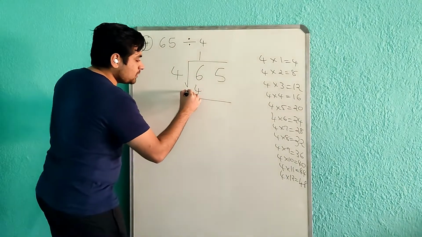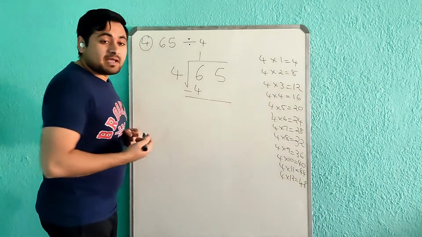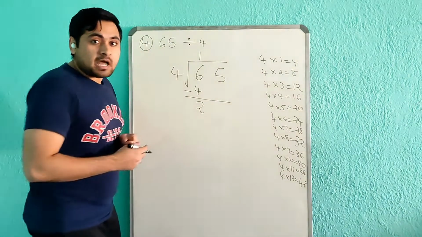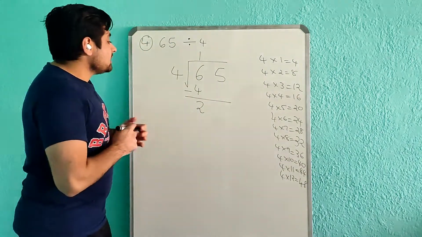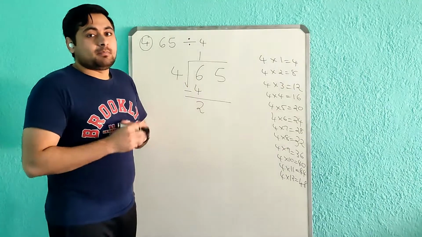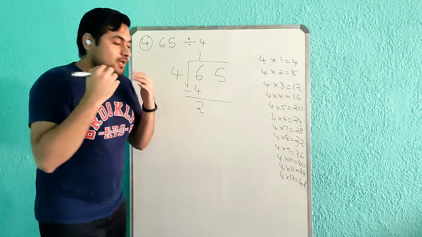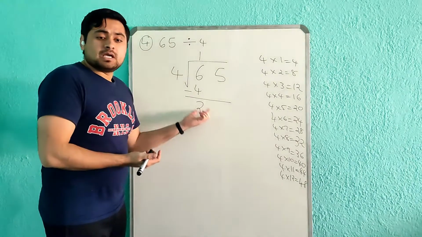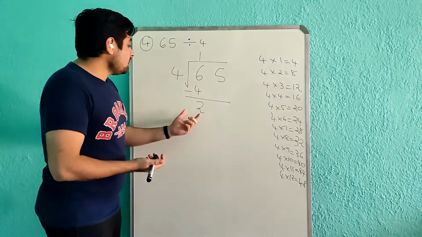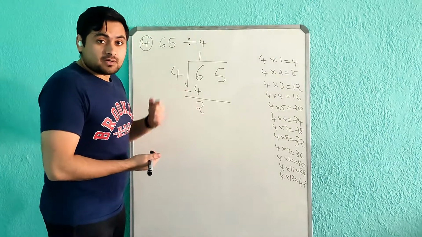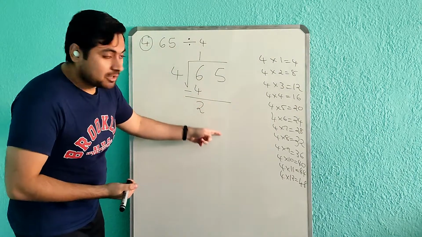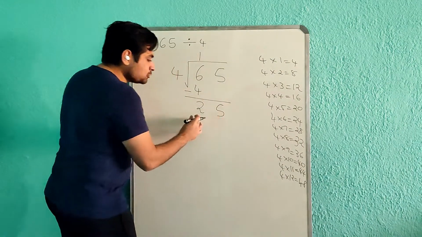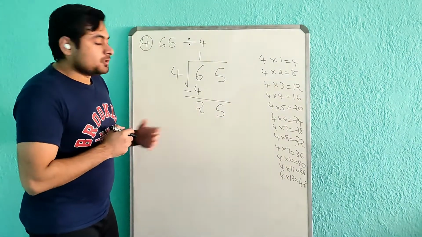Now once we have that, we go and minus. What is 6 minus 4? 6 minus 4 gives us a 2. So now you ask yourself again, does 2 come in the table of 4? By now, you should be knowing this answer. The answer is no, correct? Why? Because 2 is smaller than 4. So therefore, 2 does not come in the table of 4. So what do we do? We bring down the next number. What is the next number? 5.